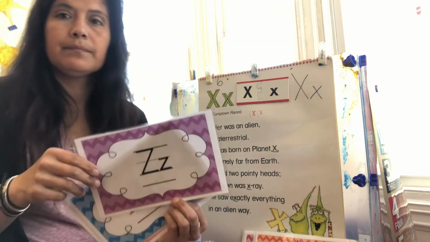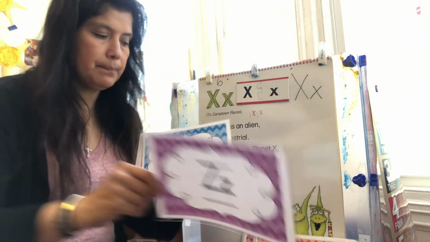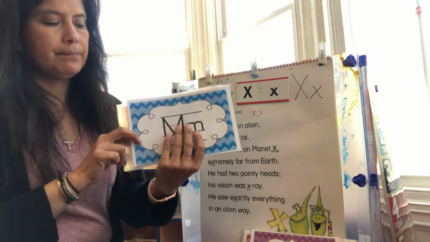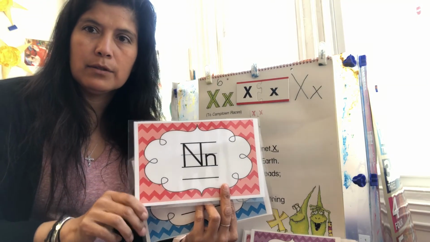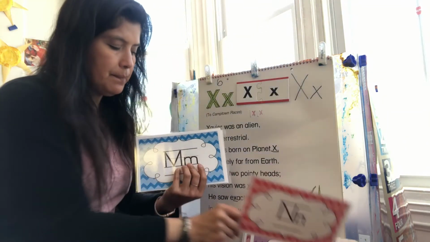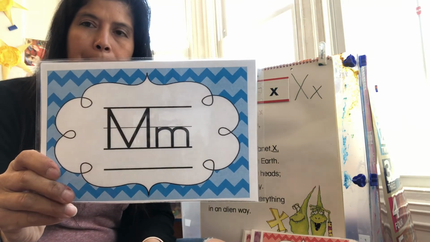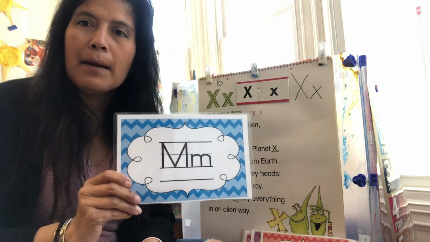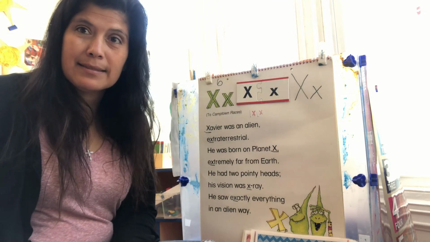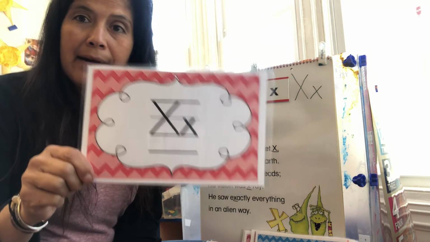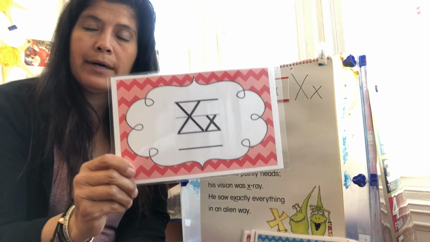We have our letter Z for zebra or zipper. And we have a letter N for Natalia or nest. And of course, our letter M for Mila and mom. And the last letter, guess what it is? That's right. It's the letter of the week, the letter X for X-ray or xylophone.